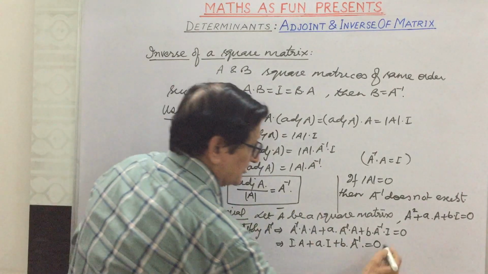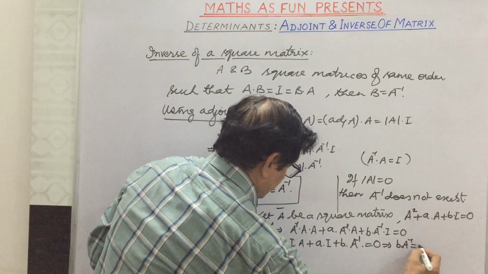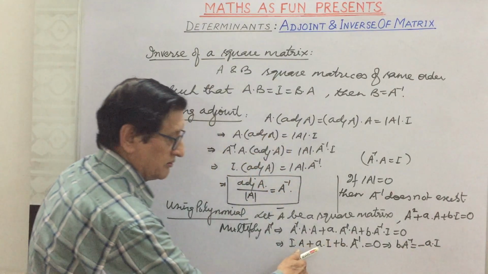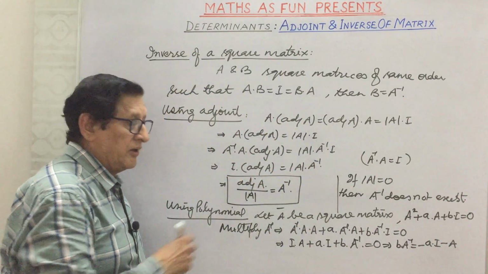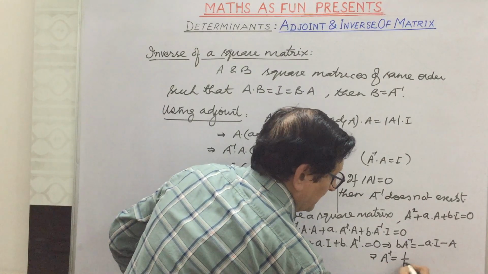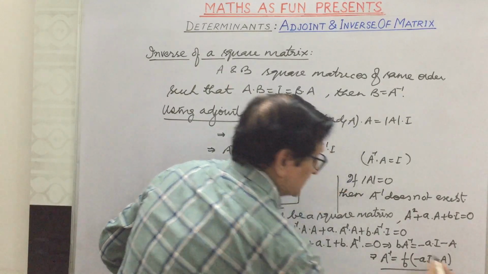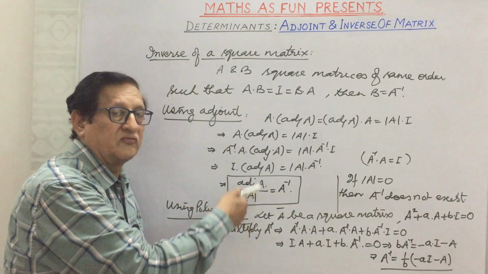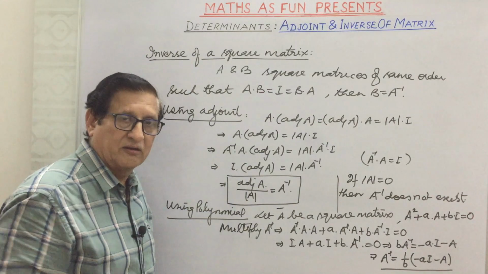By transposing this, can we find that b into A inverse is equal to minus A into I and minus a. It means we can find out A inverse by 1 upon b into minus A into I minus a. This is the way any of the polynomial is given to us. Using that we can find out A inverse, that is inverse of the square matrix.